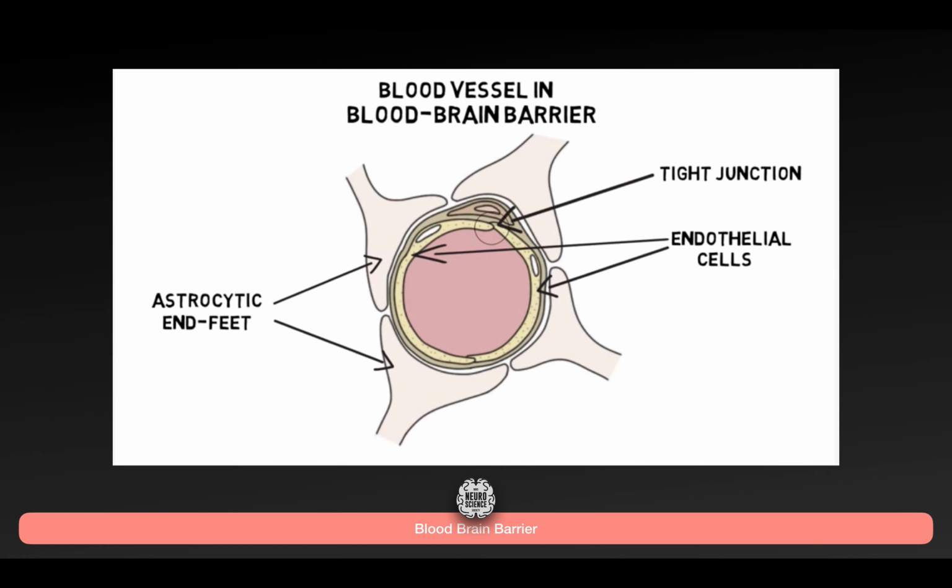Now, the blood-brain barrier. Here are your endothelial cells, and here's a blood vessel. Here's one of your glial cells, astrocytes, that wrap their podocytes, their end feet, around the barrier, and a tight junction is a secondary region as well.